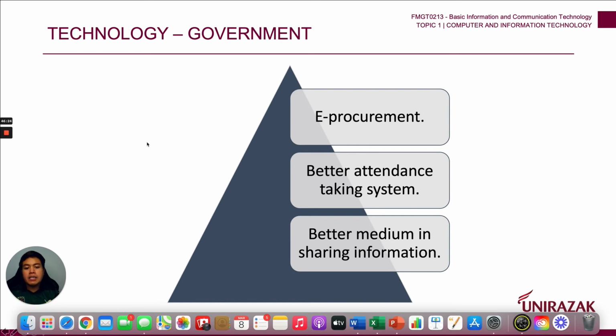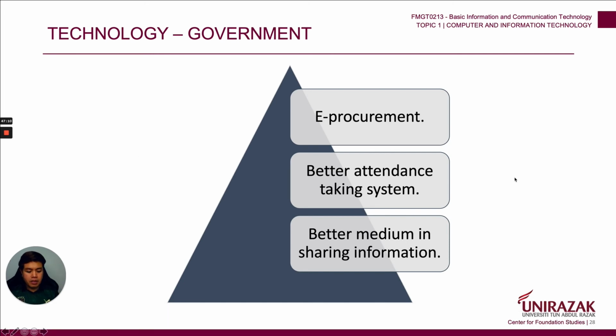And lastly here, a better medium for sharing information. For instance, government agencies, even KKM or the Ministry of Health, have their own Twitter account to share information with the people about, for instance, COVID-19 cases, daily updates about the current situation, the latest numbers, who's been admitted, and how many recovered on a daily basis. So the government is also using technology to better communicate with the people.